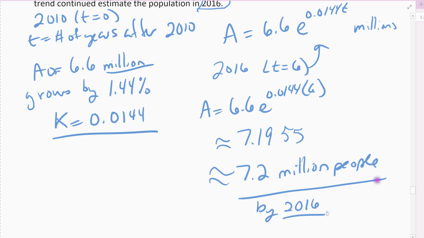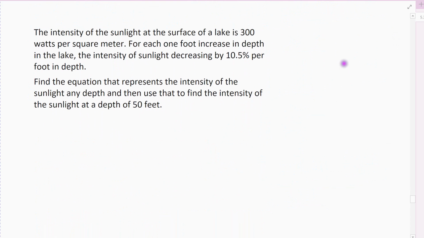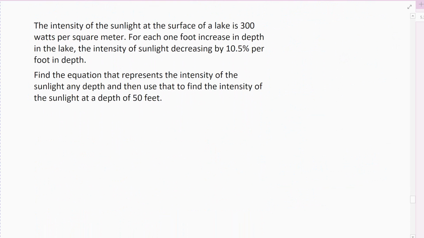Alright, the last one. The intensity of the sunlight on the surface of a lake is 300 watts per square meter. For each foot increase in depth in the lake, the intensity of the sunlight decreases by 10.5% per foot. So every foot you go down in the water, you feel the sun less, and eventually there's a point where you don't hardly feel it at all. Find the equation that represents the intensity of the sunlight at any depth, and then use it to find the intensity of the sunlight at a depth of 50.